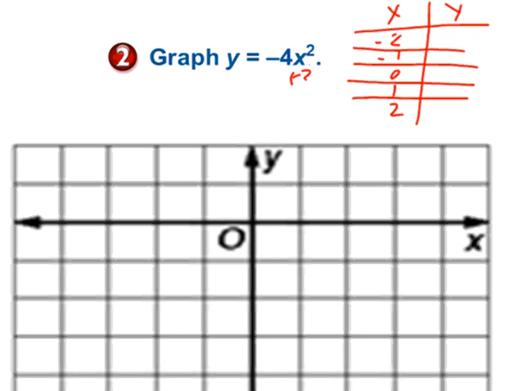I've got -2 squared is 4. 4 times -4 would be -16. -1 squared is 1 times -4 would be -4. 0 squared is 0 times -4, which would be 0. 1 squared would be 1 times -4 would be -4. And 2 squared would be 4 times -4, which would be -16.